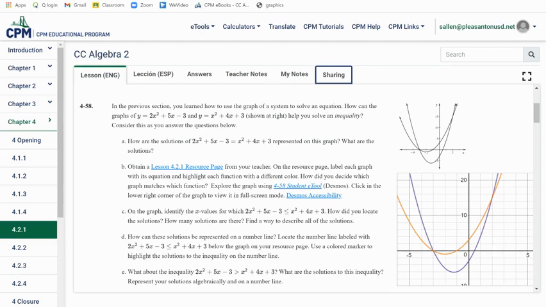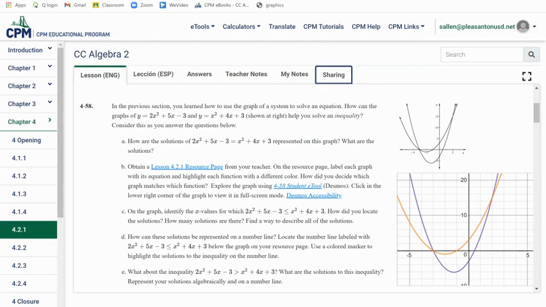So we're going to go through a few different steps to eventually solve an inequality. It says, how are solutions of 2x squared plus 5x minus 3 equals x squared plus 4x plus 3 represented on this graph? A big important thing that we should notice is this isn't actually solving a system of equations. If we were solving a system of equations, we would have y equals and y equals. This is just solving a problem, right? We're just solving for x.